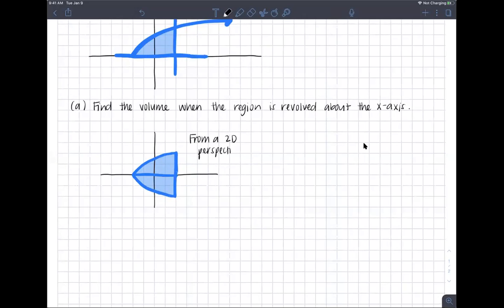And then let me try and draw out what it would be like from 3D. So from a 3D perspective, I have no idea how this is going to go.